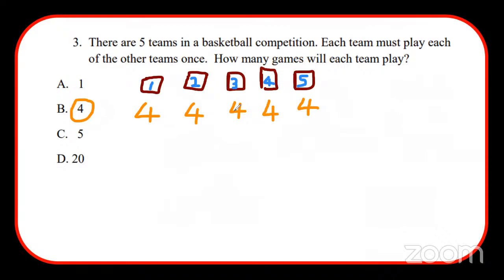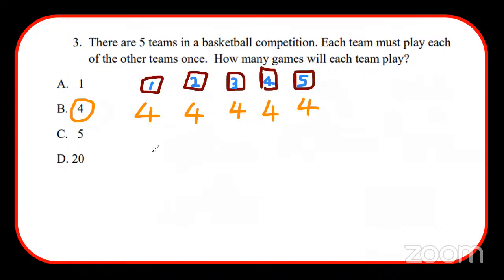So initially, one team has played 4 games. However, how many games? Because we're not going to be adding these games now. We cannot be adding the same game that was played against team one. So we're going to calculate going down.